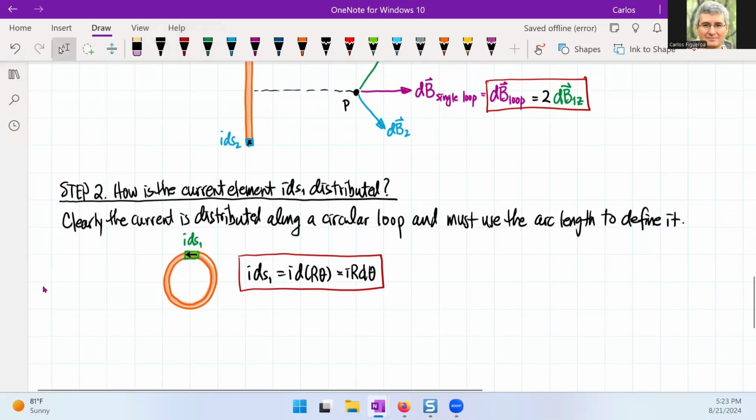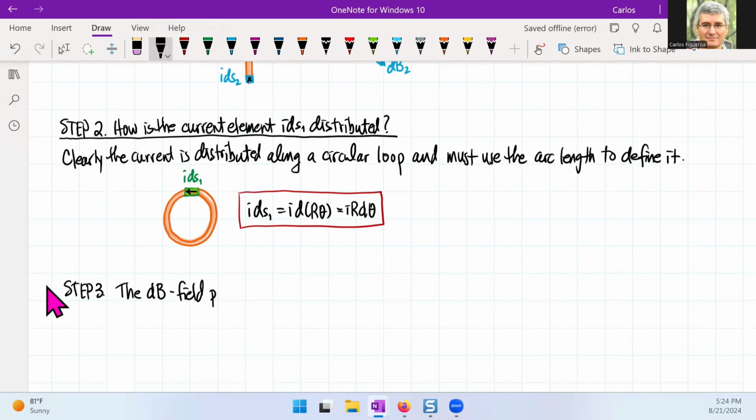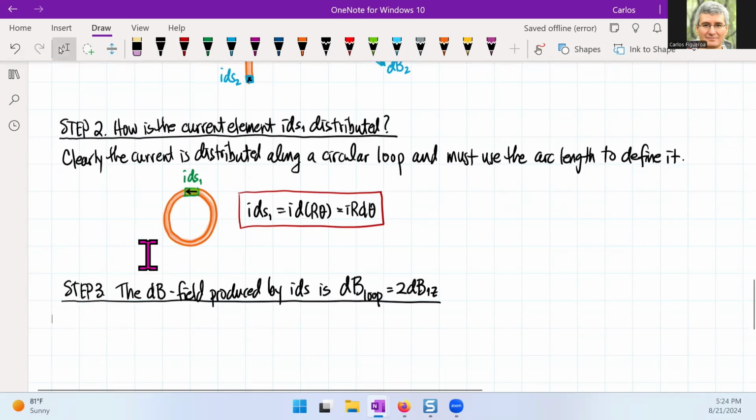So we really have a single loop, as I've already said. So now we're off to step 3. So now the dB field produced by IDS is dB of the loop, which is then going to be 2 dB1Z. So now we want those details here. So let's start to look at that.